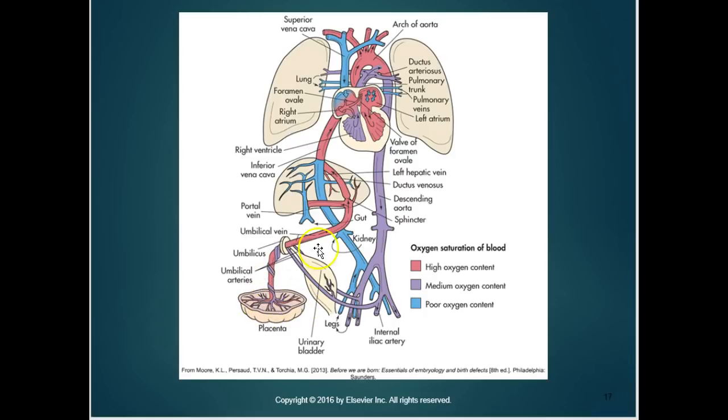So what we do is we have some bypass valves. We have bypasses so the blood does not have to go to the lungs as much. So the first bypass we have is the ductus venosus, and it is right here. So it bypasses the liver a little bit and sends oxygen. It's the first shunt, or the first duct.